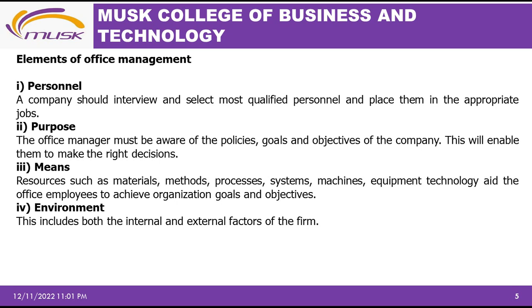Then number three, another element is means: resources such as materials, methods, processes, systems, machines, equipment, technology aid the office employees to achieve organizational goals. So in an office, we also need resources. We need materials, be it stationery, be it finances. Those are also resources, and even the personnel that we mentioned in our point number one.